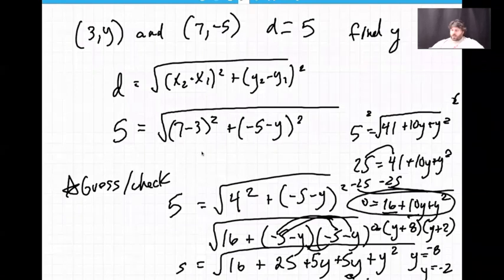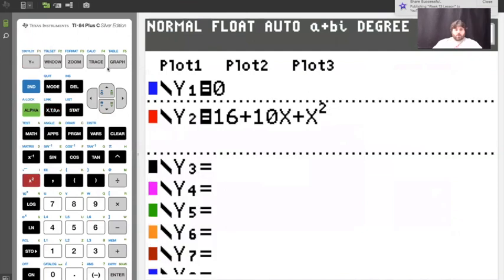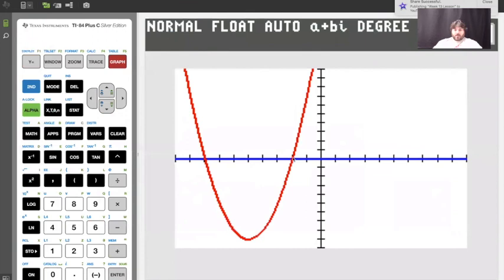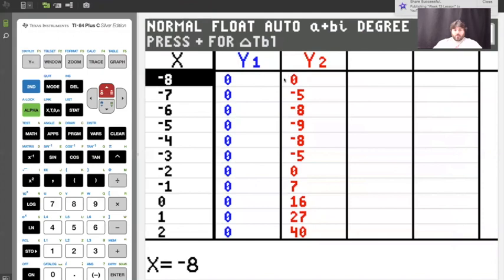I just want to remind you, when you get to here, you can use your graphing calculator. You want to graph the left side, which is 0, and you want to graph the right side, which is 16 plus 10y plus y squared. Of course, we're going to use x because we don't have a y. And you graph them. We're going to look for the intersection. So I can see it right there, negative 2 and negative 8. I could look at the table and see that these are equal at negative 2 and they're equal at negative 8. The y values are the same. That means they intersect, at negative 2 and negative 8.